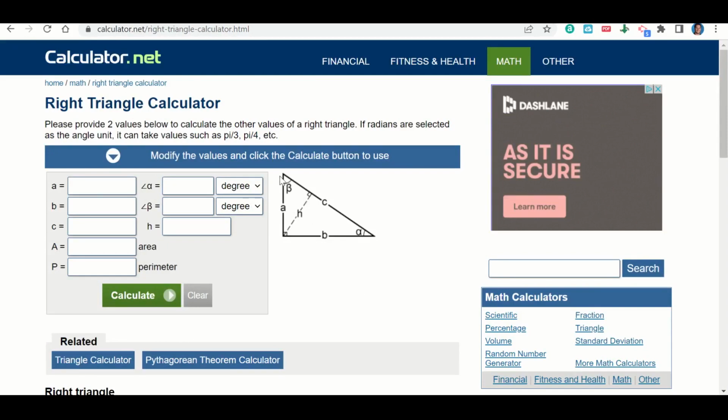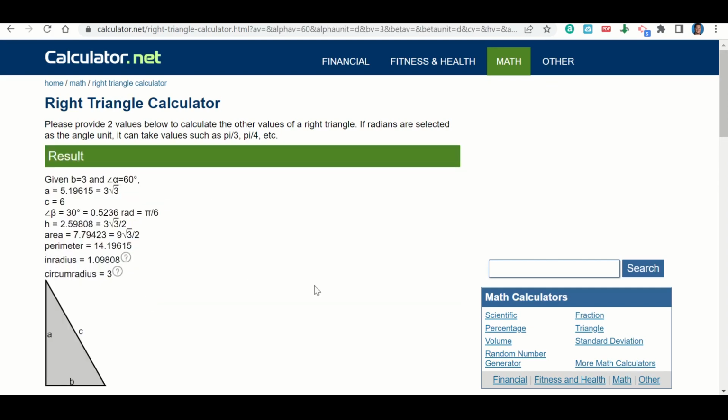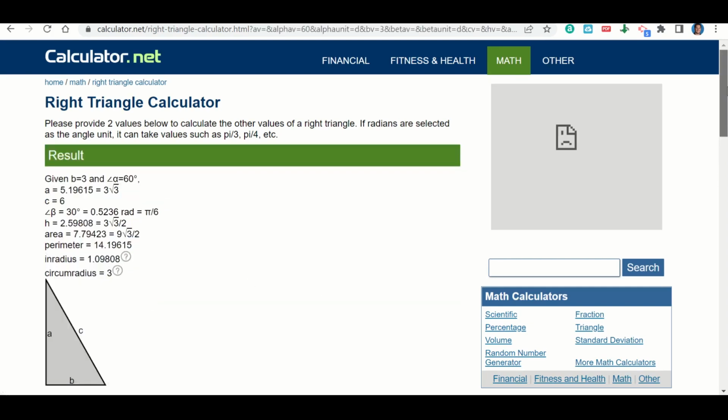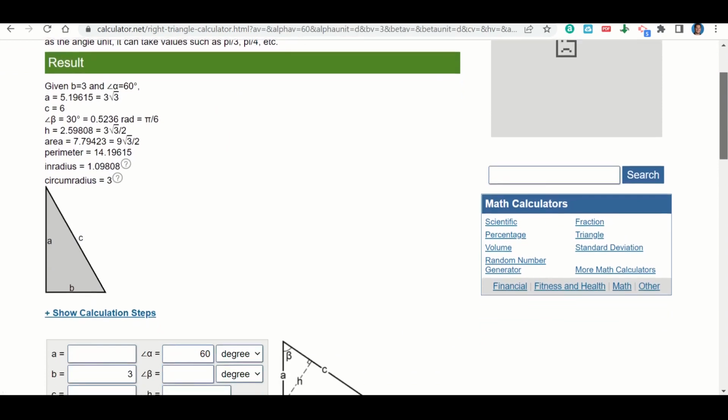So let's say that in this picture we're trying to find A, and we have B. We know that B is 3. And we know that angle alpha, in this case this angle, is 60 degrees. Let's go ahead and hit calculate. And it tells us what the lengths of each of the sides are and each of the angles are.